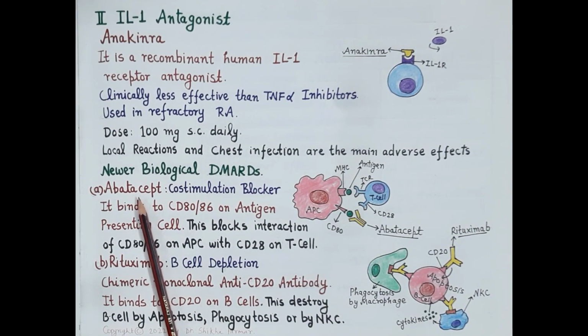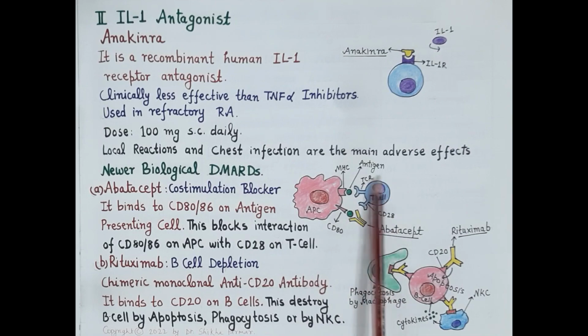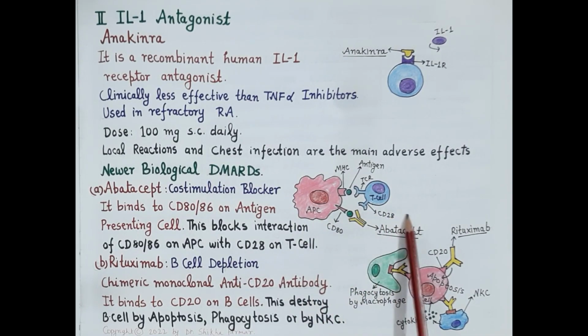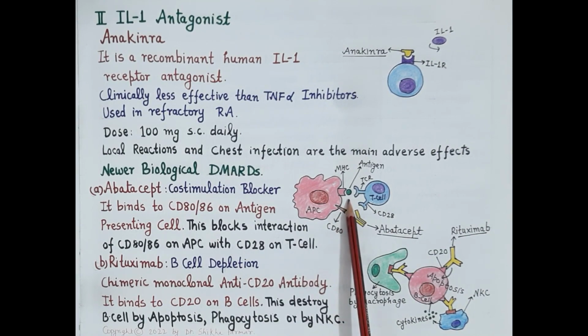Another biological DMARD is abatacept. Now, abatacept is a co-stimulation blocker. Now, look at this figure. This is a T cell and this is an antigen presenting cell. Now, T cells are activated by two signals, the initial or primary signal and the co-stimulation. Now, one of the signals is the combining of major histocompatibility complex, that is MHC, with the antigen. This is the first signal.